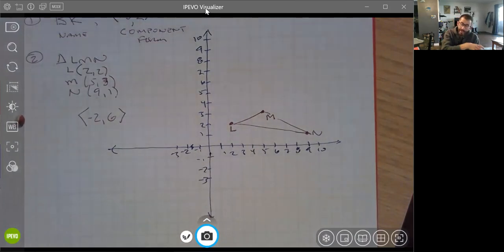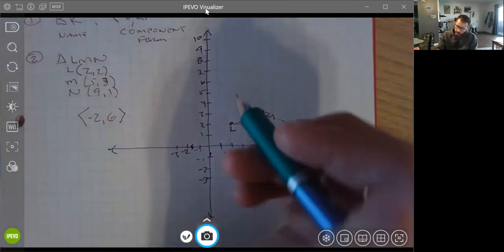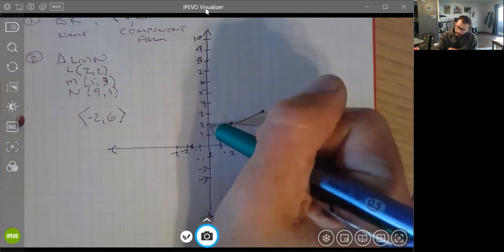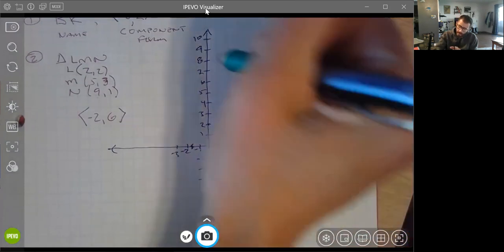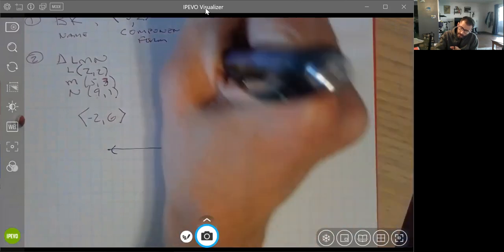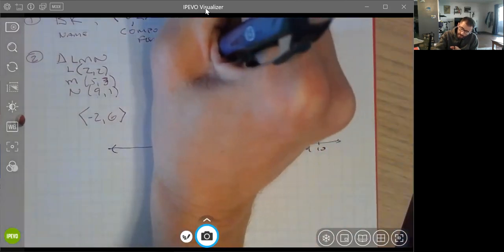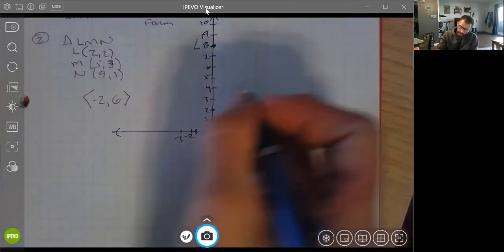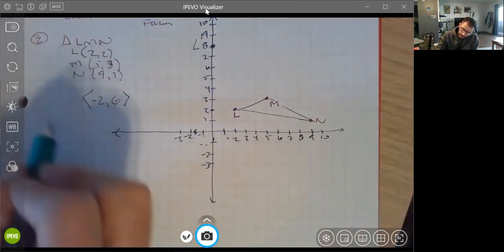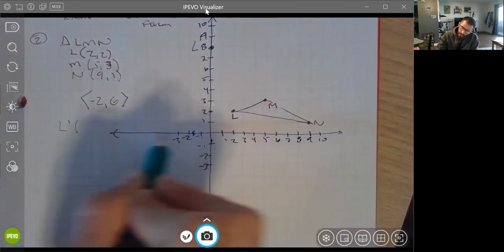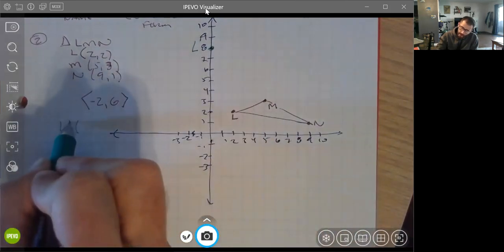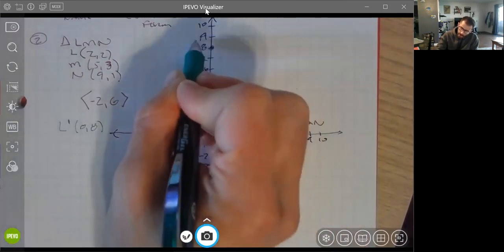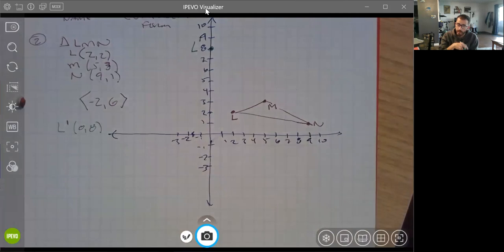We got to take every point and we got to go left 2 and then up 6. What's 2 plus 6? It's 8. And this was L, so this will be L prime. All right, so I don't know where to write this. I'm going to write it over here just to make sure I'm on the way. L prime is at 0, 8. L prime labeled here, so it's not too congested.